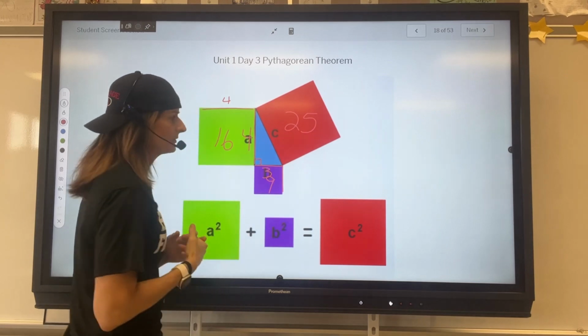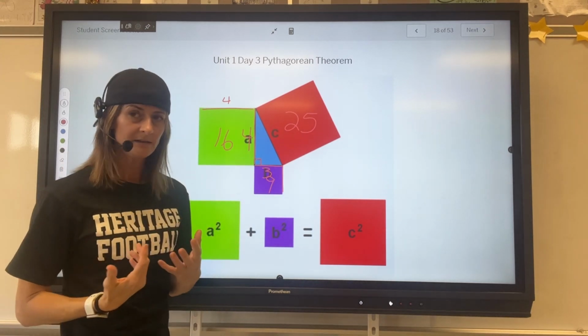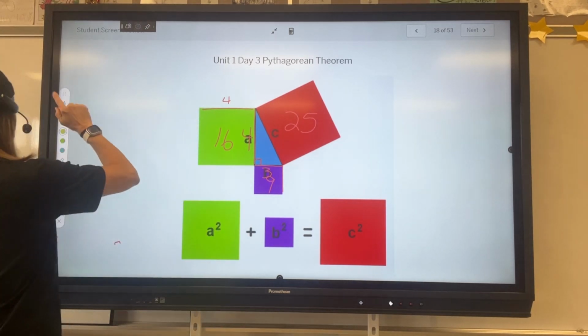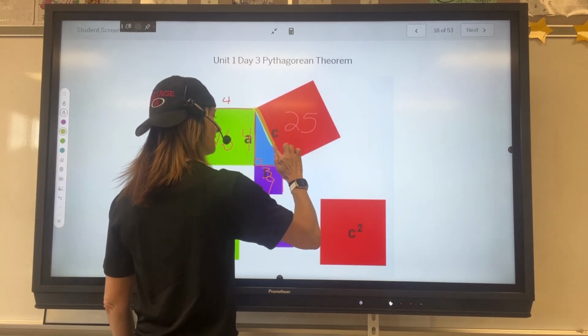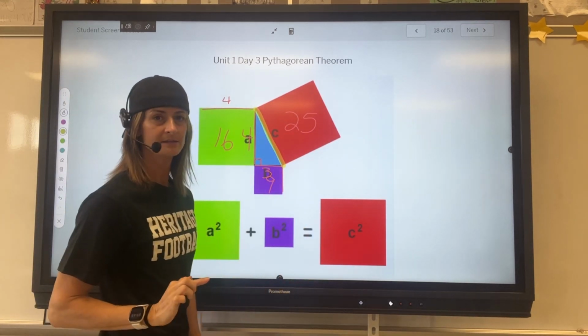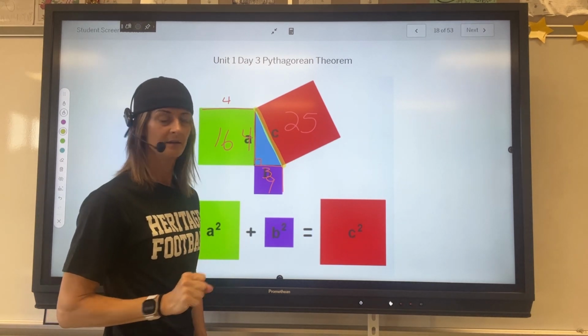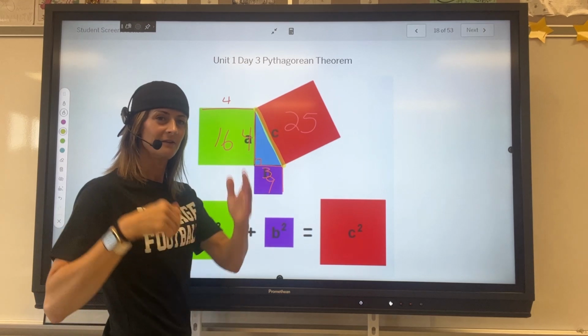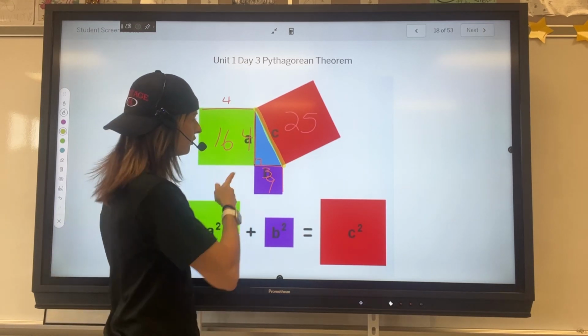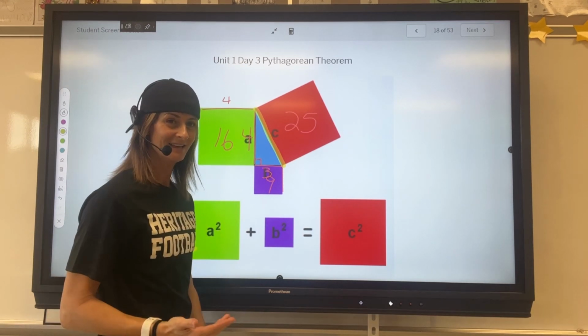Now, how do we determine what c is? C is the side that is across from the right angle, and that's called the hypotenuse. The other two sides are called the legs of the triangle, and they form the right angle. The side across from the right angle is always C, and it's the hypotenuse.